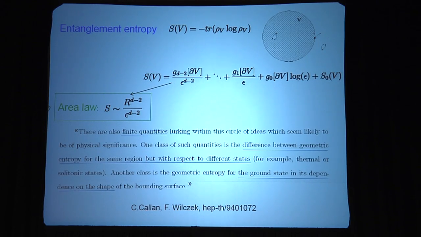And this was already proposed in '94 in this early paper by Kahn and Wilczek, where, in the conclusion of this paper, they say there are many relevant physical quantities that can be extracted, for example, by taking two states in the same region and subtracting the entanglement entropies to get final results. Or, for example, considering a vacuum state and several different regions and making combinations of entanglement entropy to obtain final results.